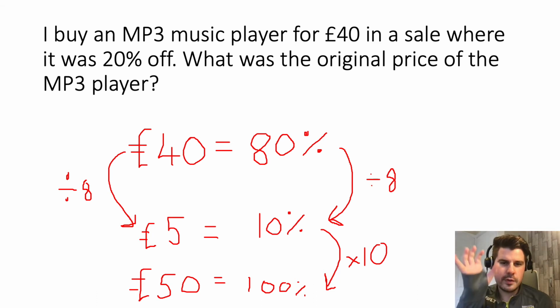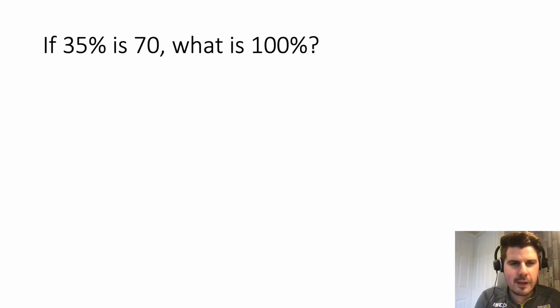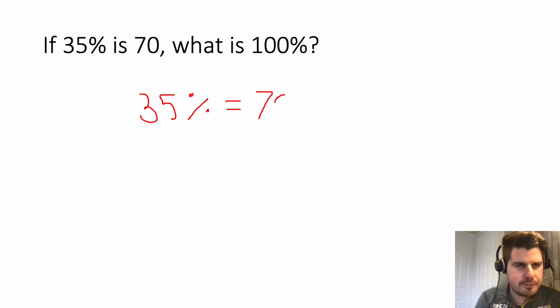So you see, you take your original and you need to cancel it down to a smaller percentage before building it back up. Let's have a look at another example. For this example, if 35% is 70, what is 100%? Same method. We're going to write what we know first. That's the best method. 35% is equivalent to 70.